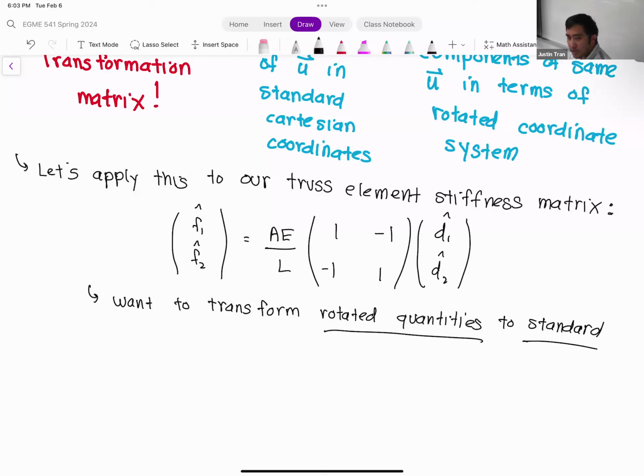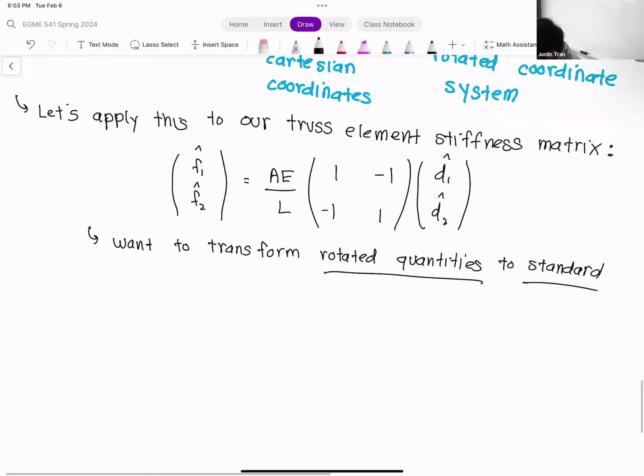And so what you're going to see is that we need to do this twice, actually. We need to do it for the forcing vector on the left and the displacement vector on the right. All right, so let's go and get started. So the first thing we're going to do.